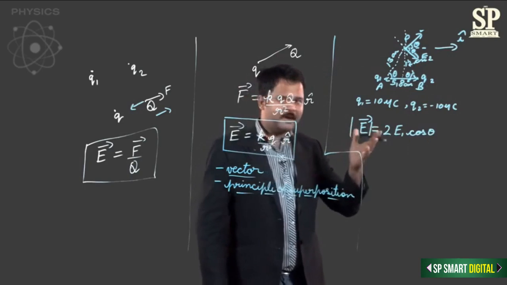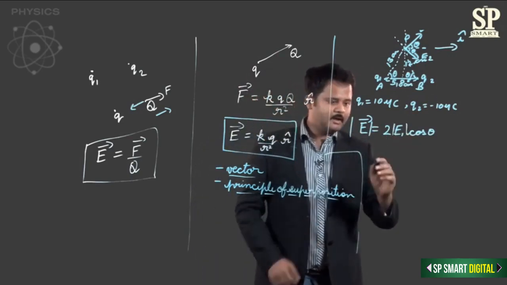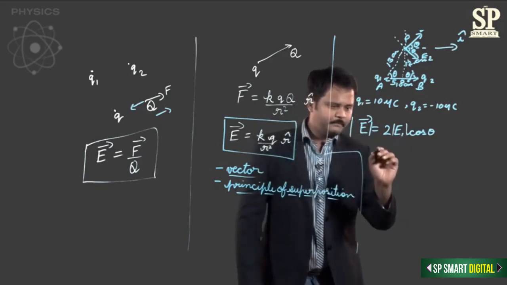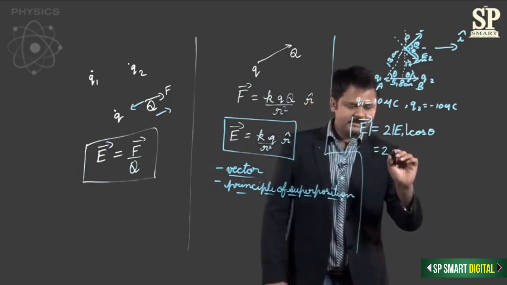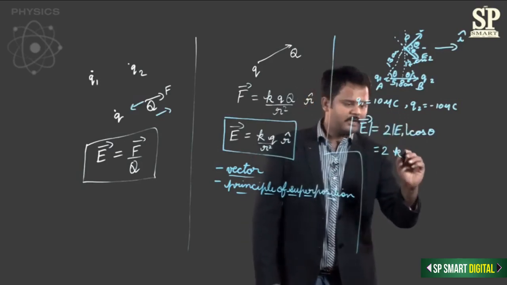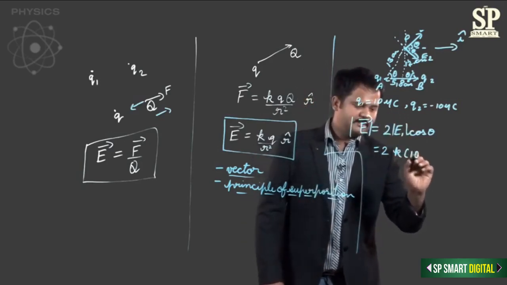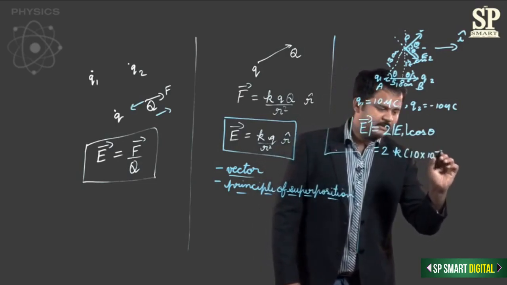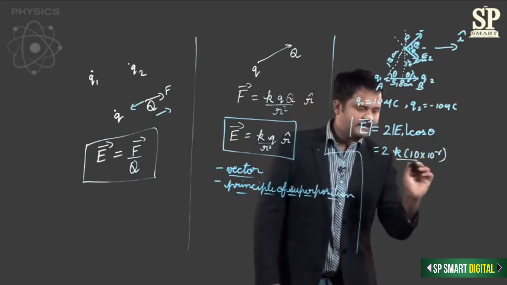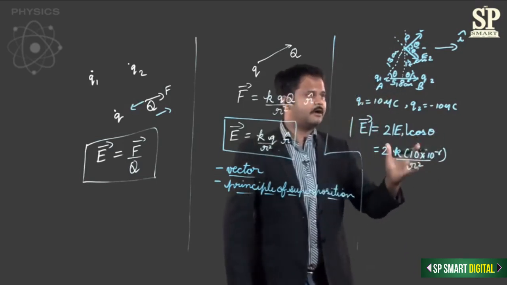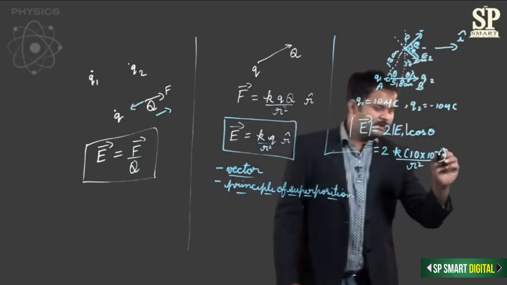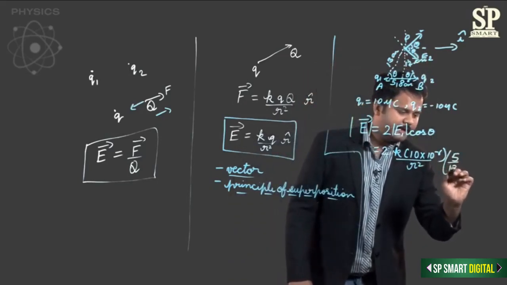Now let's just apply the formula here. Instead of E1, I can write kq upon r square. I'm only dealing with magnitudes right now. So I have 2 times k, and then instead of q1 or q2, both are equal, I'm just dealing with magnitudes. So I will simply write 10 into 10 to the power of minus 6 to ensure that I write the charge in SI units. So this is kq upon r square, and then cos theta. Cos theta is base 5 and the hypotenuse is 13. So instead of cos theta, I will write 5 upon 13.